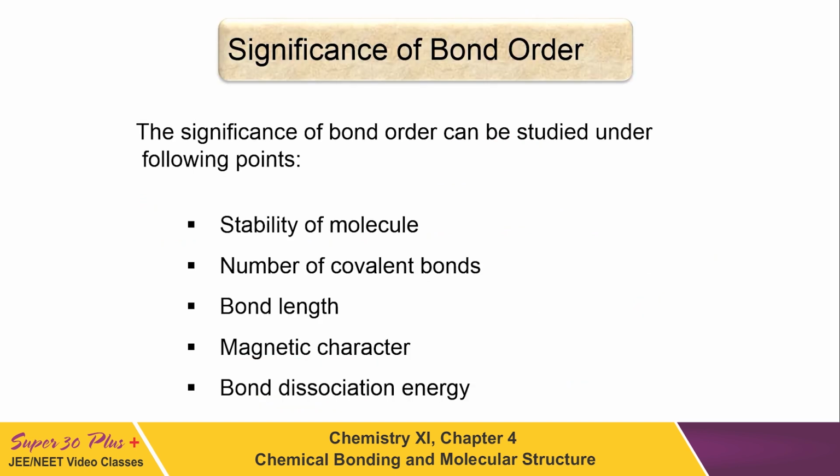Now what is the benefit of calculating bond order? There are some significances of calculating the bond order, right? First is the stability of the molecule. Once you calculate the bond order, you can have an idea of the stability of the molecule. Also you can calculate the number of covalent bonds. With the help of bond order, you can also get an idea of the bond length. Greater the bond order, lesser will be the bond length. Also you will get the magnetic character, whether the compound is paramagnetic or diamagnetic, what kind of nature it has, and you can also calculate the bond dissociation energy.